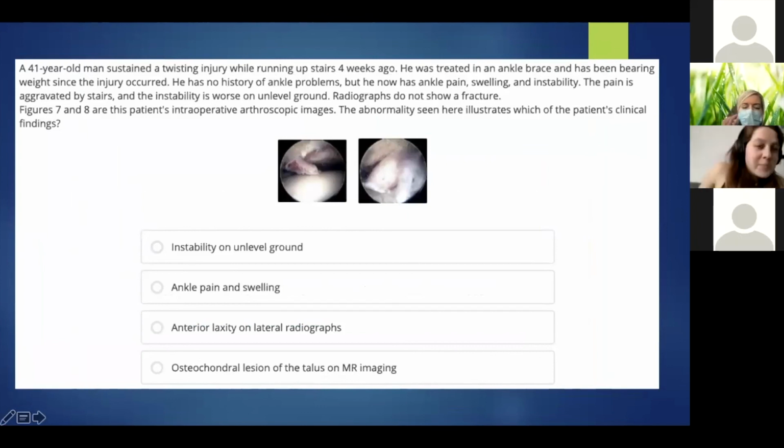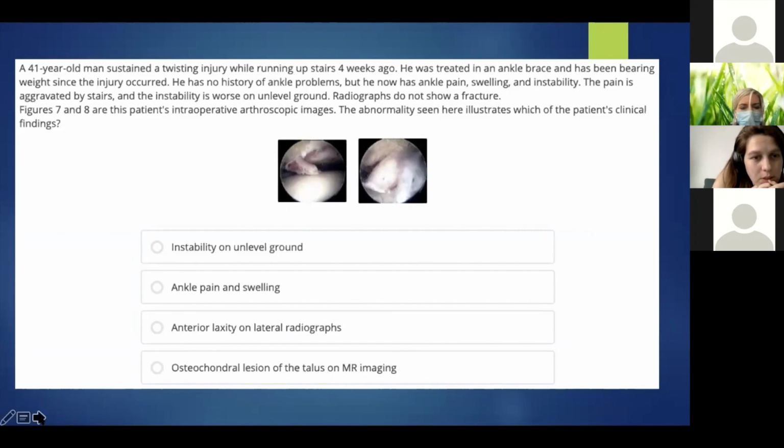Okay, let's do it. A 41-year-old man sustained a twisting injury while running upstairs 4 weeks ago. He was treated in an ankle brace and has been bearing weight since the injury occurred. He has no history of ankle problems, but now he has ankle pain, swelling, and instability. The pain is aggravated by stairs, and the instability is worse on unlevel ground. Radiographs do not show a fracture. Figures 7 and 8 are this patient's intraoperative arthroscopic images. The abnormality seen here illustrates which of the patient's clinical findings?